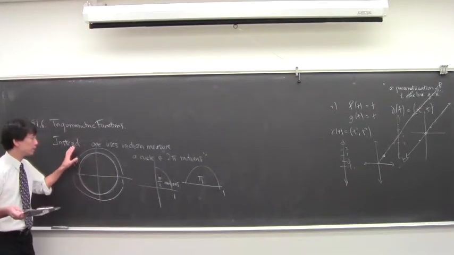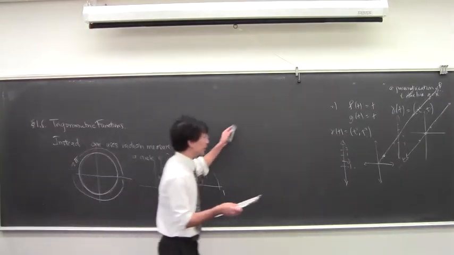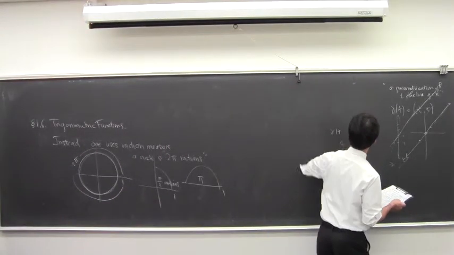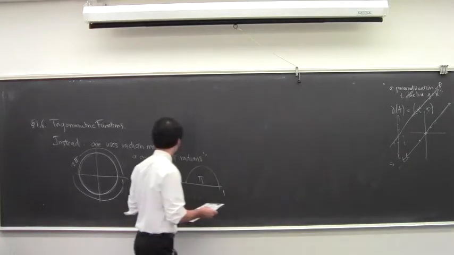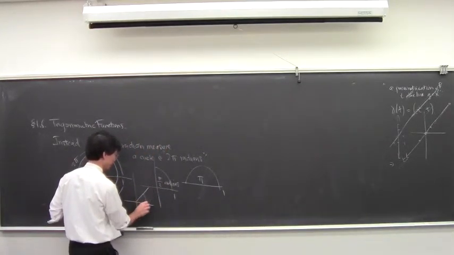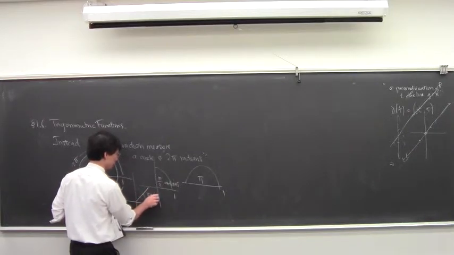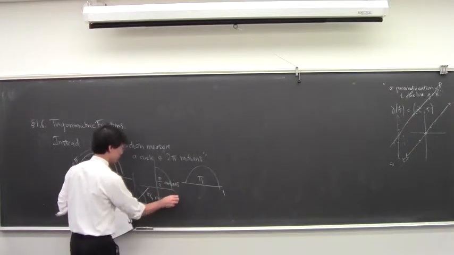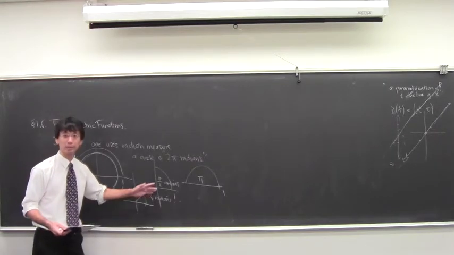Okay, so that's radians, just to remind you what radians are. If I have something like this, halfway here, then that's pi over 4 radians. 45 degrees is pi over 4 radians, et cetera, et cetera.